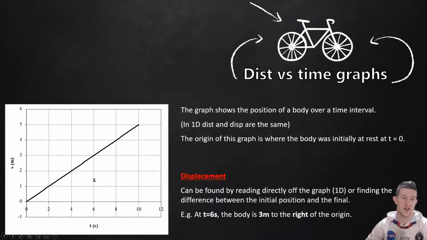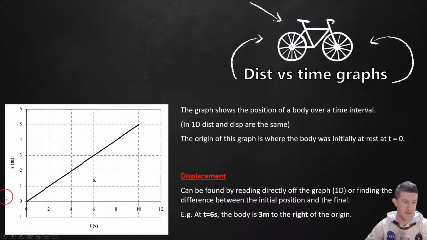So this graph here shows the position of an object. We often refer to it as a body in physics. It's the position of a thing, a body, over a time interval. And remember, in one dimension, distance and displacement are the same, because if you travel in a straight line left to right, the distance you've traveled and the displacement from your starting point are exactly the same. So we often can interchange for stage 1, because we really only talk about one-dimensional cases for most motion.